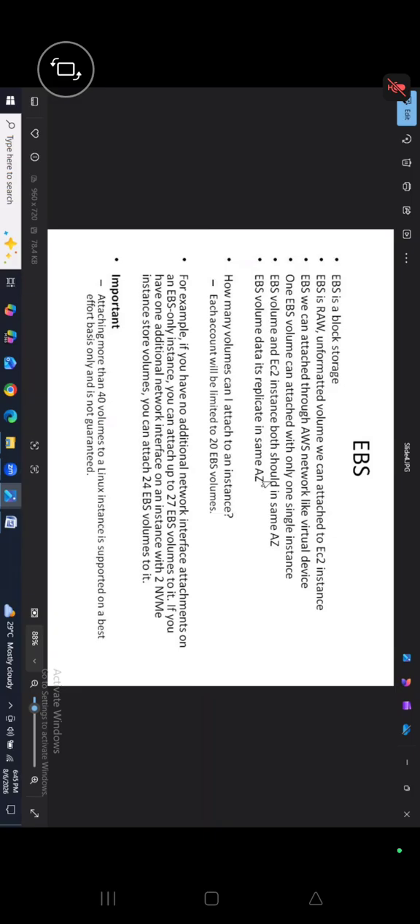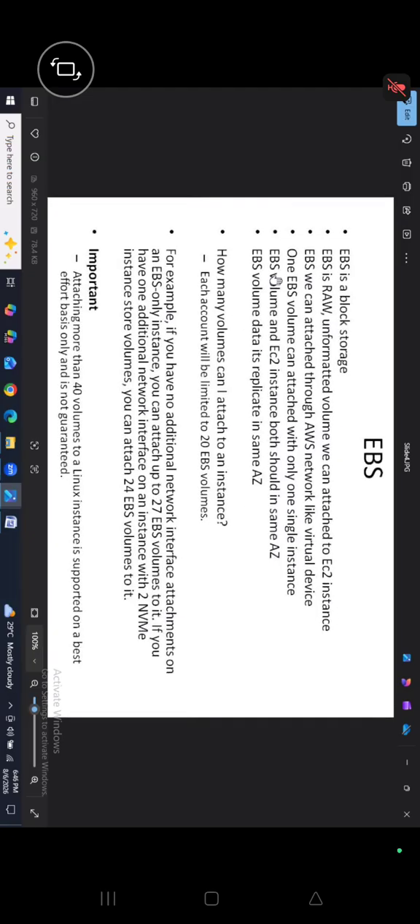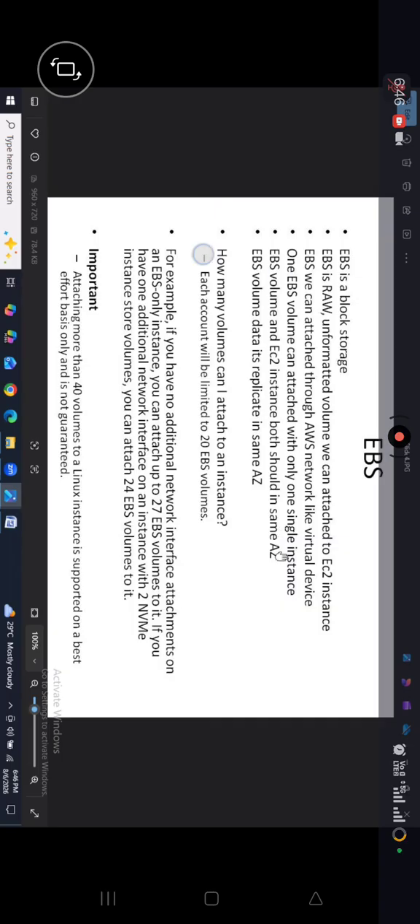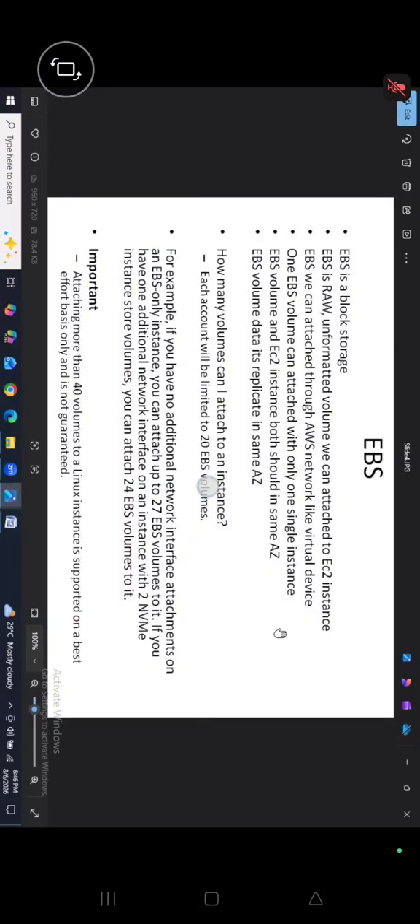So let's see, guys, here. Can we attach one EBS volume to multiple instances? Is it possible? Guys, these are old notes. One EBS volume can attach with only one single instance, yes or no? Before it was like that only. But now the rules and regulations have changed. We can attach one EBS volume to multiple instances, but you should have a T3 micro instance, then only it will be possible. If we have T2 micro, it was not possible.